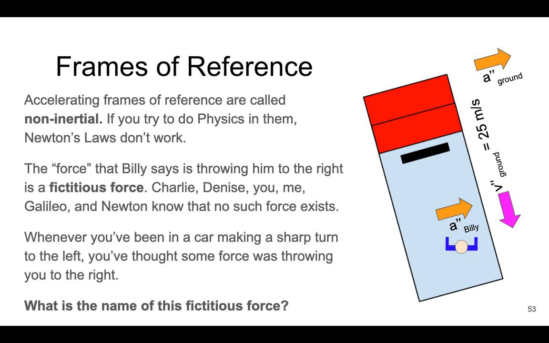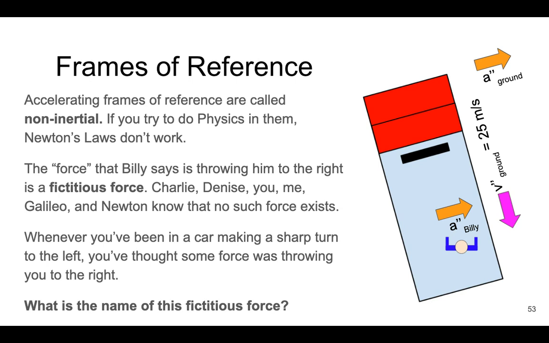So think back to everyone else's point of view. Charlie in the helicopter looking down, he watched what happens, and he didn't see a force acting on Billy. Neither did Denise. And Galileo, he knew perfectly well how this worked, and Newton knew perfectly well how this worked. There was no force acting on Billy, so Billy for some reason says there's a force, we call it a fictitious force.